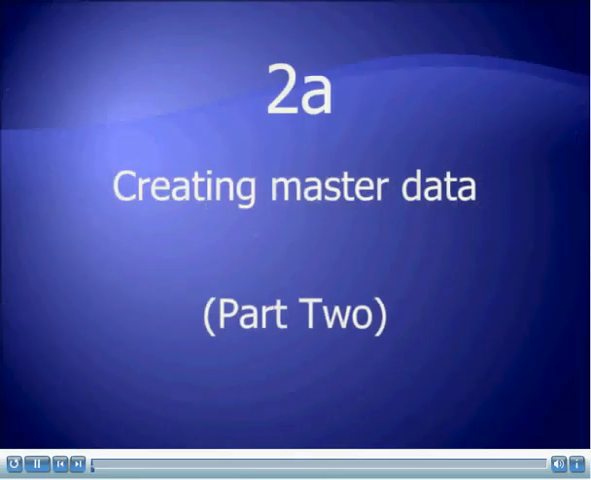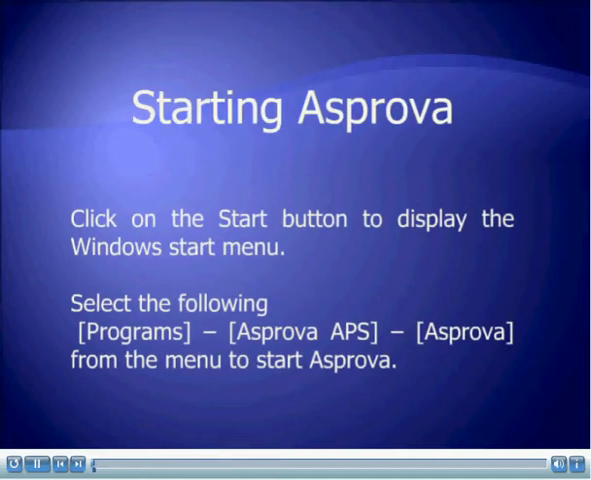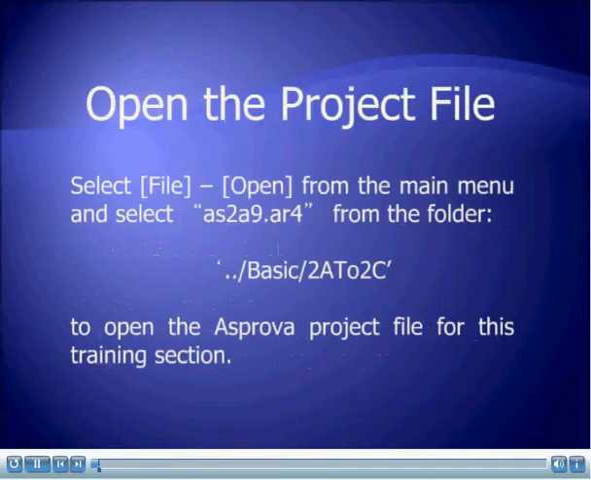2A. Creating master data. Let's specify the masters from the assembly process onwards. Starting Asprova. Click on the Start button to display the Windows Start menu. Select Programs, Asprova APS, Asprova from the menu to start Asprova. Open the project file. Select File, Open from the main menu and select as2a9.ar4 from the folder Basic 2A to 2C to open the Asprova project file for this training section.